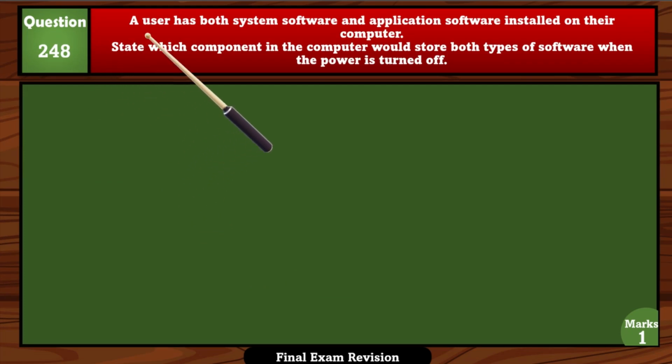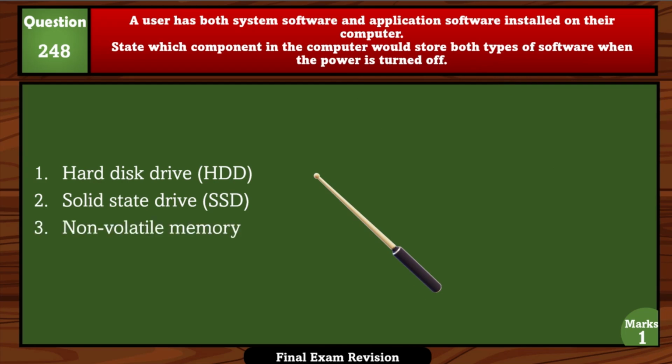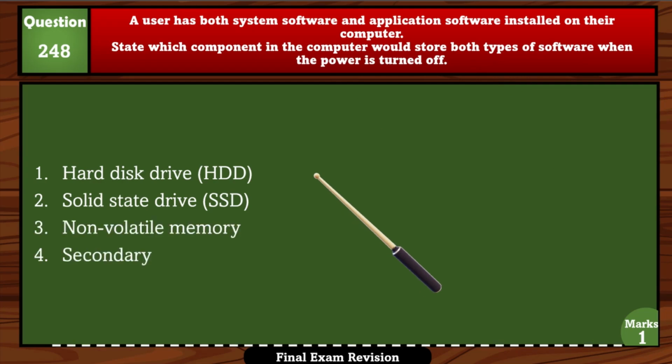Question 248. A user has both system software and application software installed on their computer. State which component in the computer would store both types of software when the power is turned off. So hard disk drive, HDD, or solid state drive, SSD, or non-volatile memory, or you can also say the secondary storage.